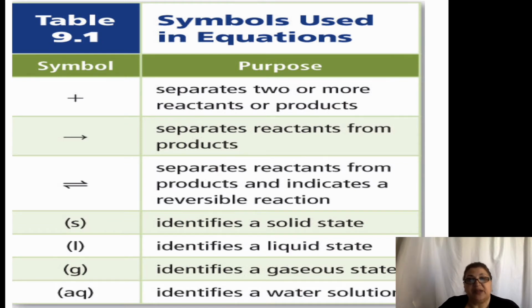Symbols that we should be aware of are pluses. They separate two or more reactants or products, and the arrow just separates the reactant from the product. We're not going to use this one yet. We'll use it later on when we learn equilibrium. And then the states are solid, liquid, gas, and aqueous. Aqueous just means mixed with water.